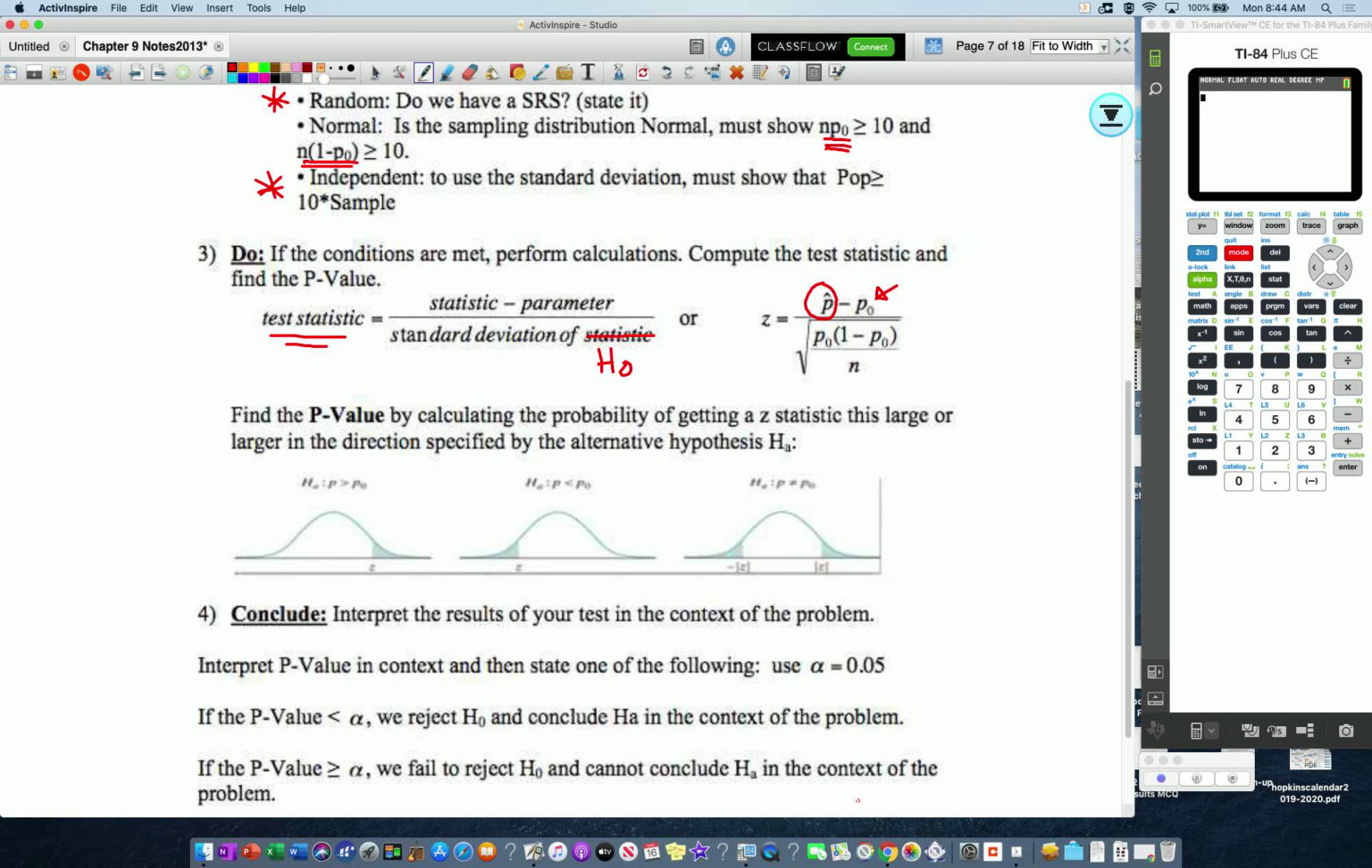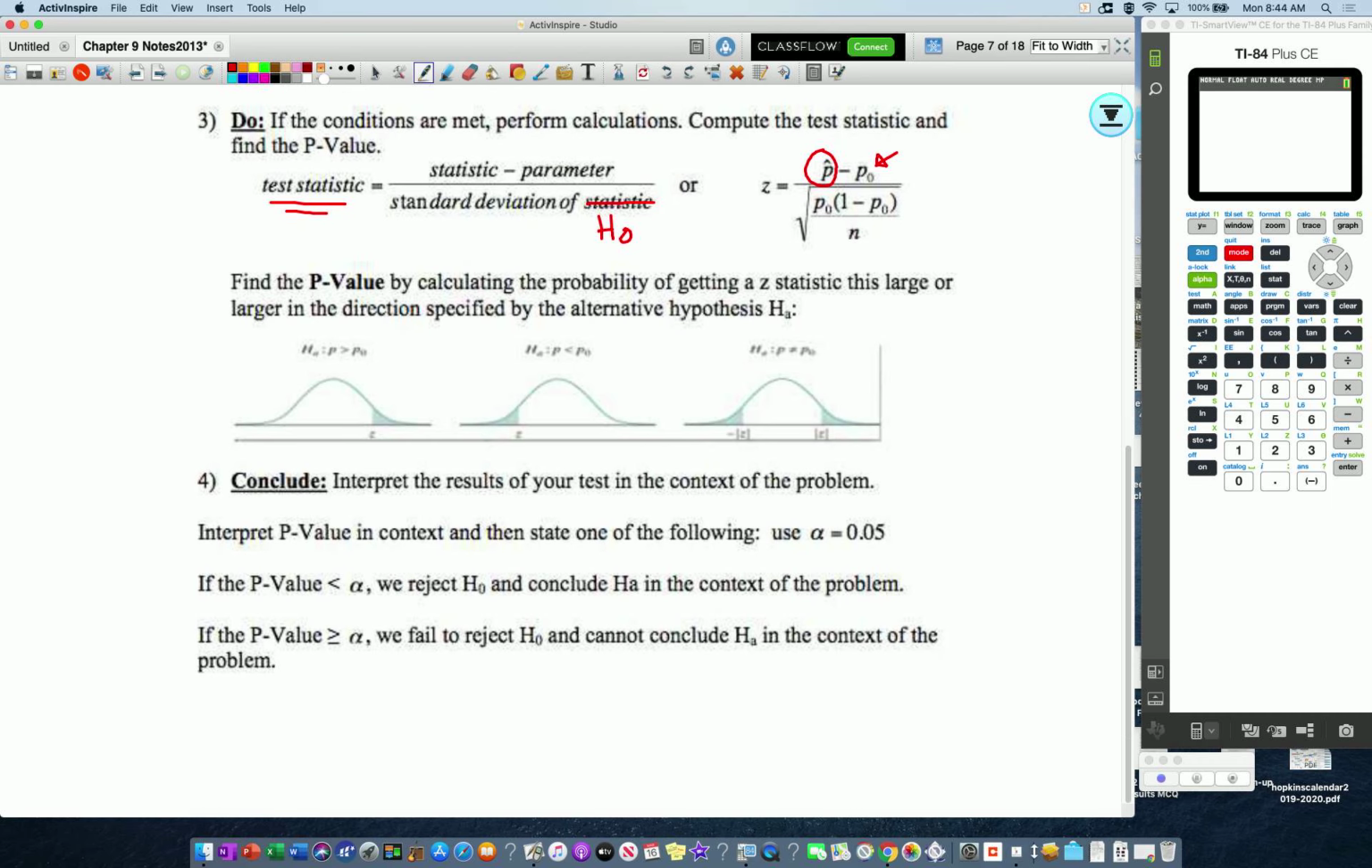So now, when you get your p-value, you have to make a decision. So if you're doing a greater than test, more than likely your p-value is going to be on the right side. If it's less than, it's going to be on the left side. And if it's a not equal, you have to take into both sets.